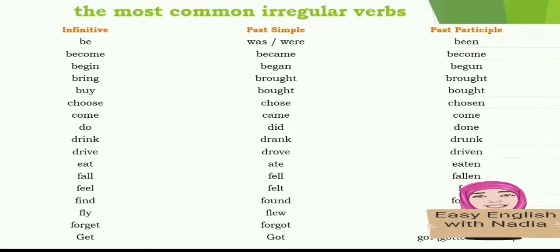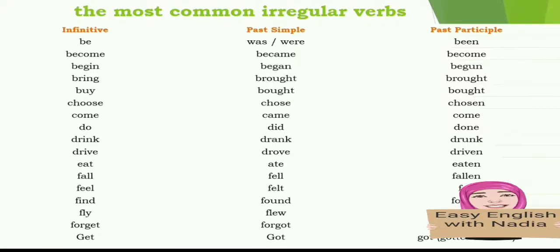This is a list of the most common irregular verbs that will be the subject of another video. So let's just take a look. So, be, was, were, been. Become, became, become. Begin, began, begun. Bring, brought, brought. Buy, bought, bought. Choose, chose, chosen. Come, came, come. Do, did, done. Drink, drank, drunk.